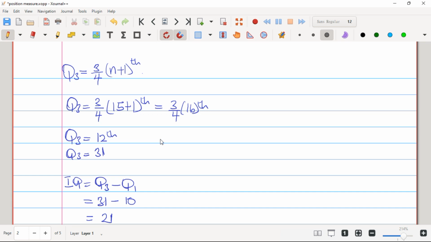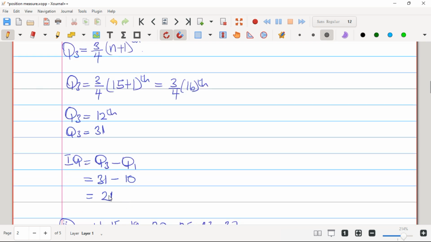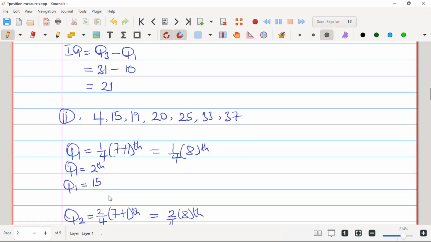31. And then we have been asked to calculate for what? The interquartile range. The interquartile range is equal to what? The third quartile minus what? The first quartile. So what we are going to have is what? 31 minus 10, which is surely going to give us what? 21. As simple as that, right? So let's go to what?